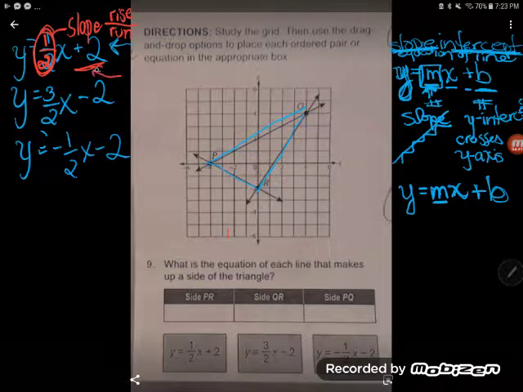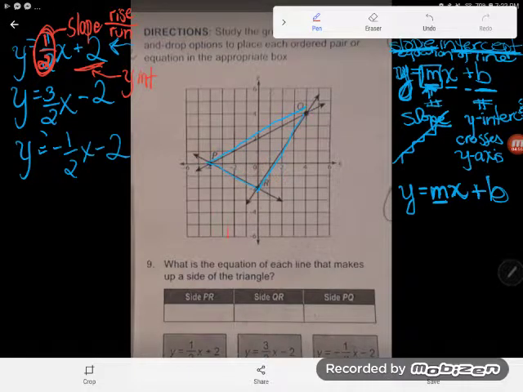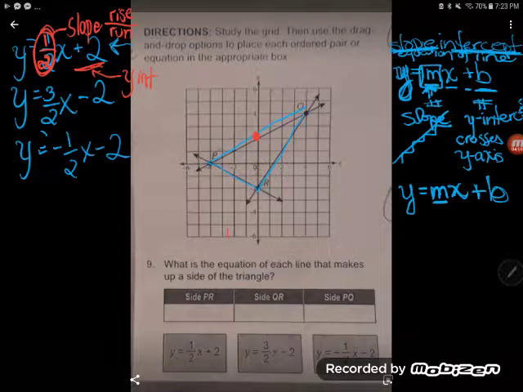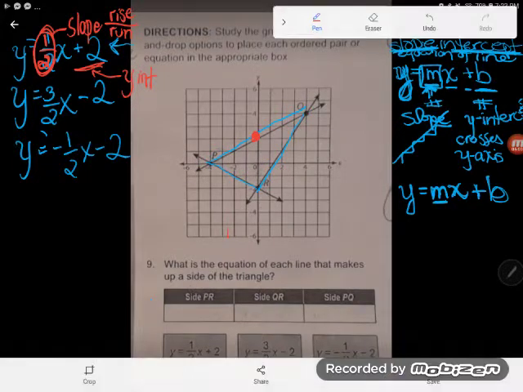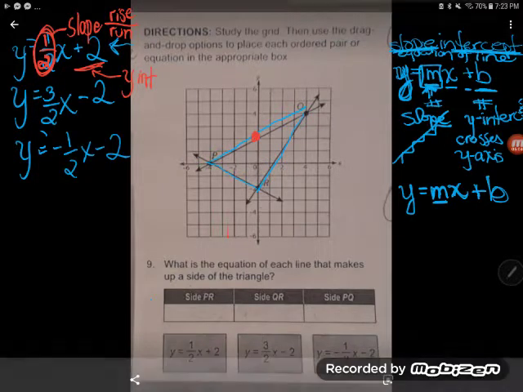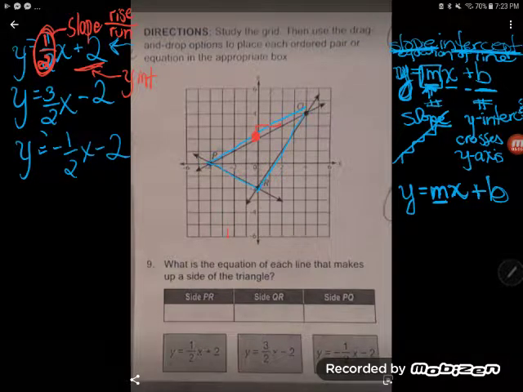The positive 2 is my y-intercept. That means this line crosses at positive 2. Let's go take a look at our graph. So we can see only one of the lines crosses at positive 2. And let's confirm that it has a slope of 1/2. Does it go up 1 for every 2 it goes over? Yes, it sure does. Up 1, 2 over.